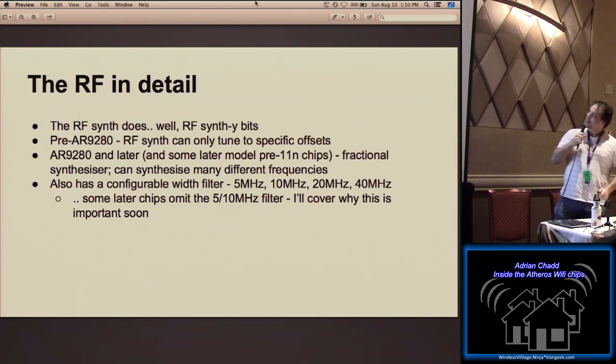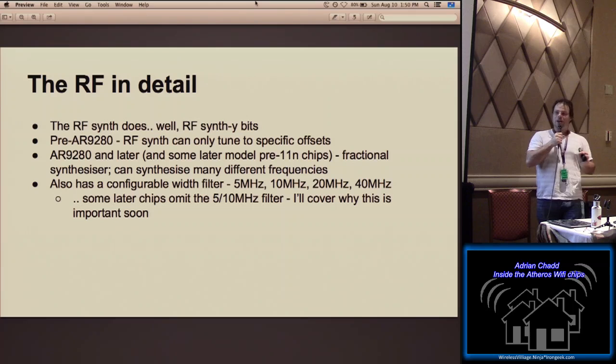And the RF synth is the final bit here. It does, well, the RF bits. The stuff pre-Merlin or pre-AR9280, you don't get to pick which frequencies you tune to. You only get to tune to what are pretty much the 802.11 channel offsets. The later stuff, so AR9280 and later, let you tune to very, very small fractional increments.